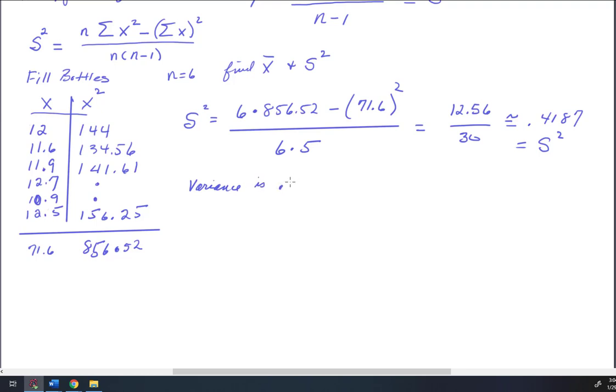The variance is 0.4187. Now, let's just think about what the units would be on this. The units on x would have been ounces.